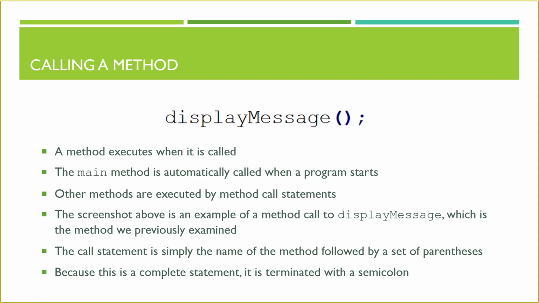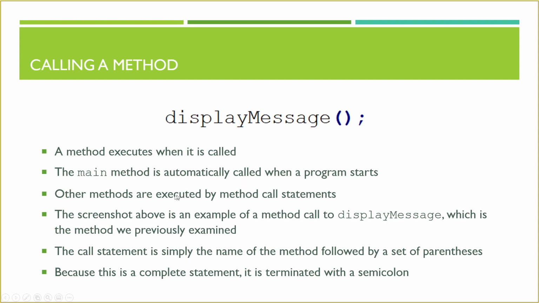So once we've written a method, how do we actually use the method that we wrote? Well, we need to call it, just like we call kb.nextInt or JOptionPane.showMessageDialog. Those are method calls. How do we call a method that we write? Well, we say a method is executed when it is called. The main method, which is why it's so important to have one, is automatically called when a program starts. That's just something Java does. It looks for the main method and it calls it so it's automatically executed.